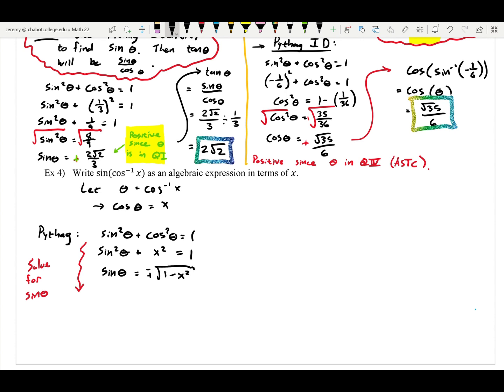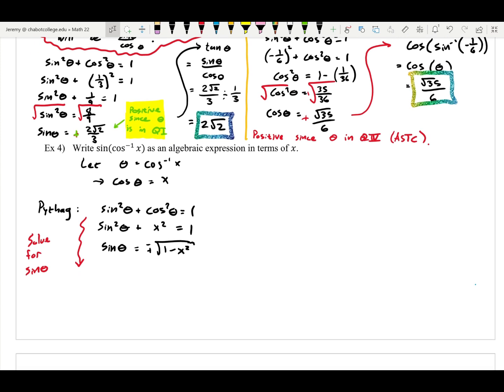I kind of skipped over the steps there, but you can totally do that on your own. Okay, so now this means that sine of cosine inverse of x, we define cosine inverse of x as theta, and I just solved for, sorry, sine of theta, I got plus or minus square root of 1 minus x squared. Now, which is it, plus or minus?